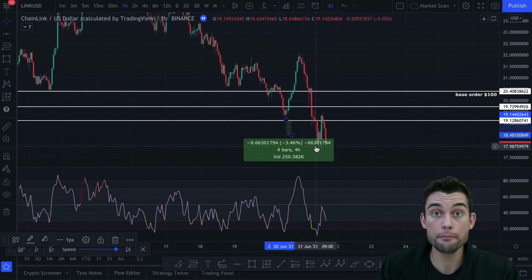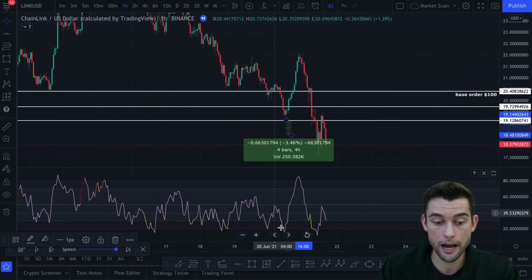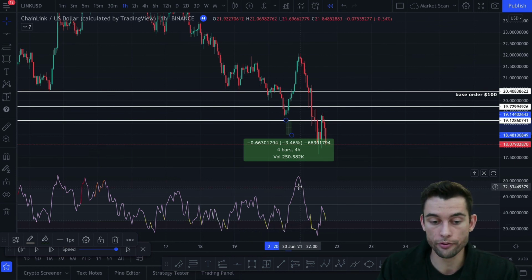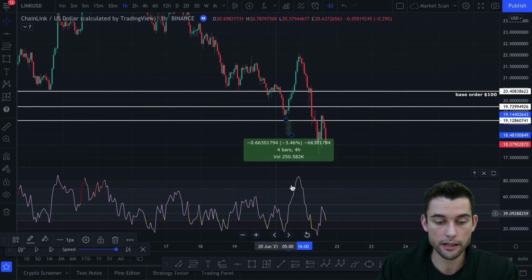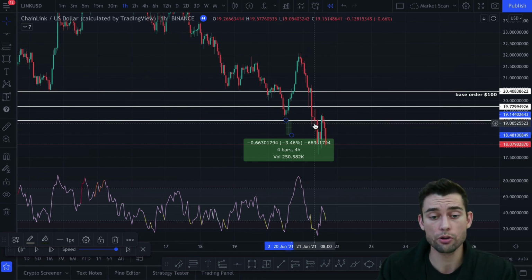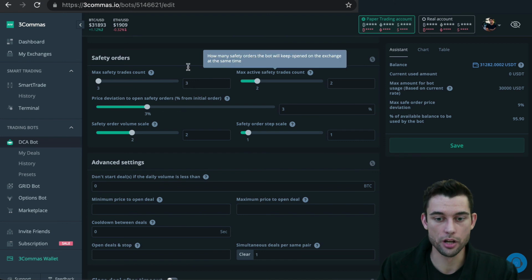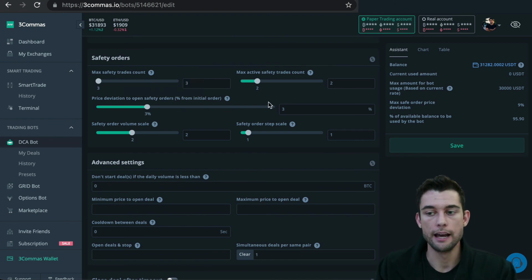And then once it hits 3% under there, we're going to put another safety order in. It does not matter if the RSI is under 30 or if the RSI is over 70. In these cases, your safety orders are strictly based off of these parameters. That is something that I had a question about, and I'm sure you probably had that question as well, so I just want to make that clear.